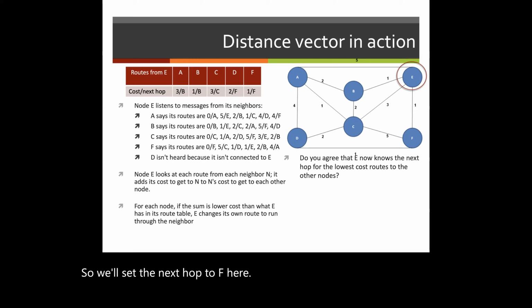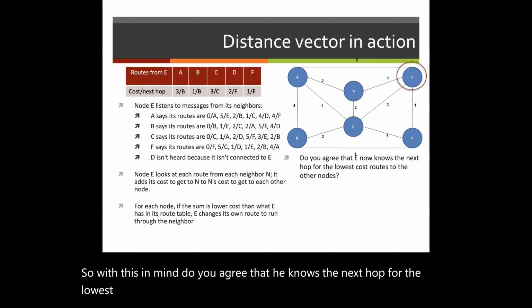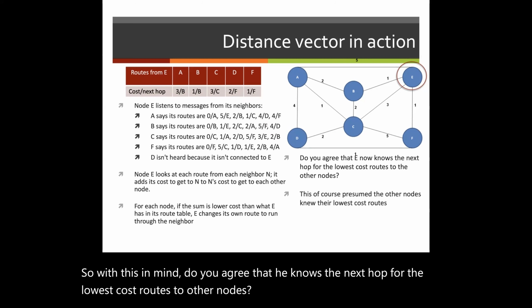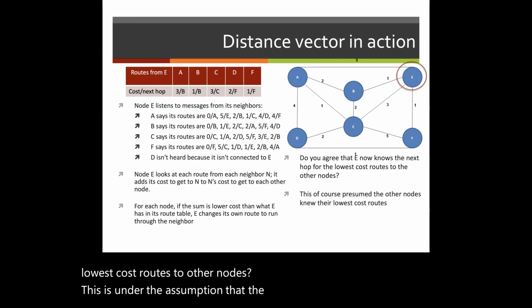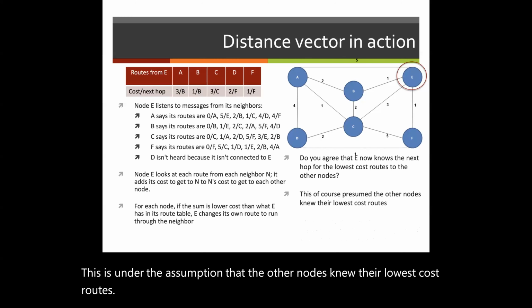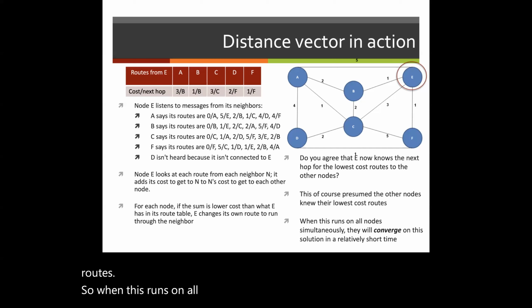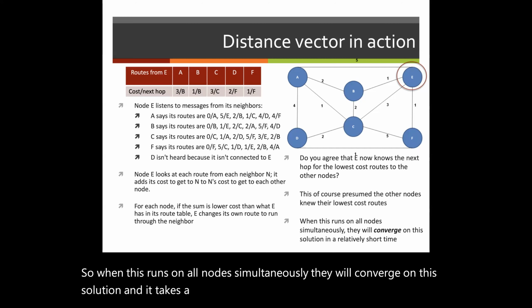So with this in mind, do you agree that E knows the next hop for the lowest cost routes to other nodes? This is under the assumption that the other nodes knew their lowest cost routes. So when this runs on all nodes simultaneously, they will converge on this solution, and it takes a relatively short time for this to occur.